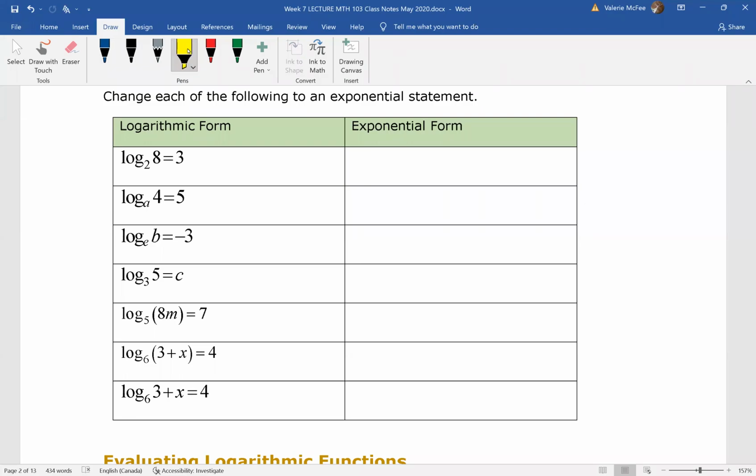Okay, the bases are the same. We have a base of 2. We want to change it to exponential form, so we know we have a base of 2. We also were saying that the answer to a log is the exponent. The answer is 3. That's my exponent. We know that 2 cubed equals 8. We know this must be correct.